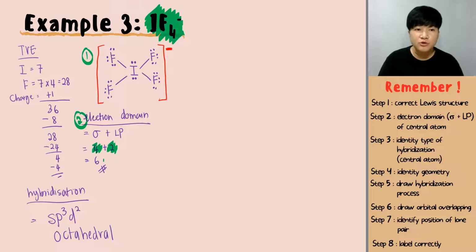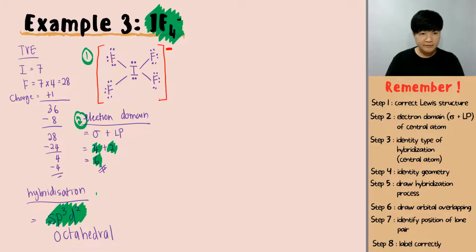4 sigma and 2 lone pair give rise to a 6 electron domain. When your electron domain is 6, your hybridization will be sp3d2. And the geometry is octahedral. I hope you remember how your octahedral looks like. That is how your octahedral looks like, roughly. Next, moving to your hybridization process of this.